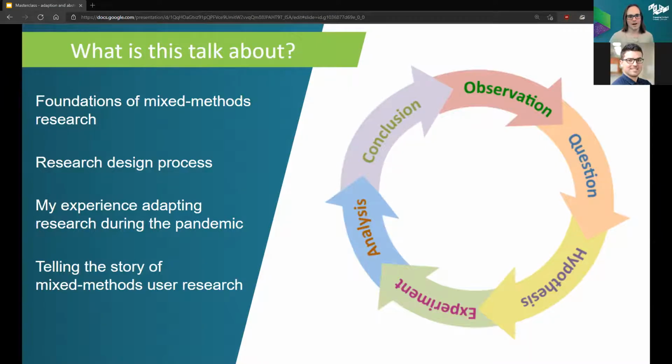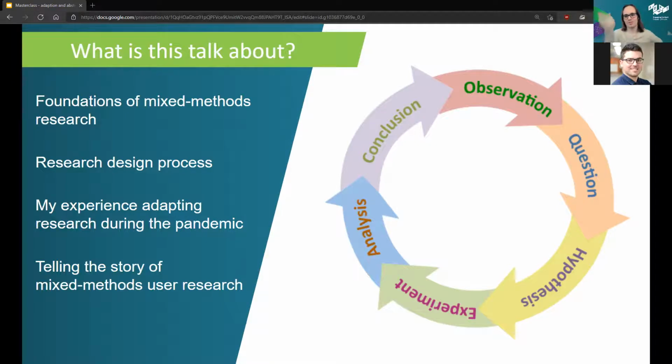Then I wanted to talk about my own experience in adapting a research design for a pandemic and how, having your big grand ideas of research design, you can still keep a lot of those core ideas in something you can do from home during a pandemic.